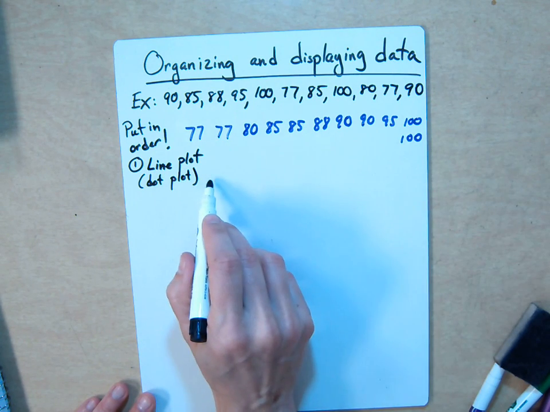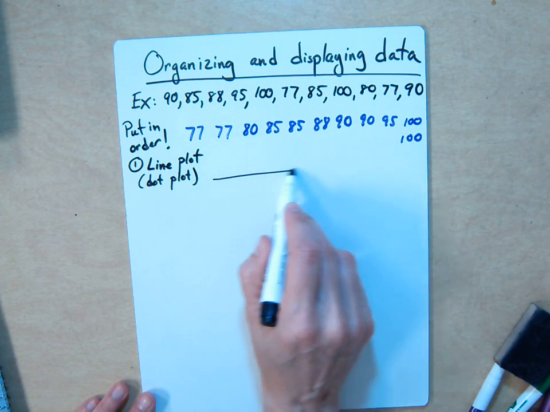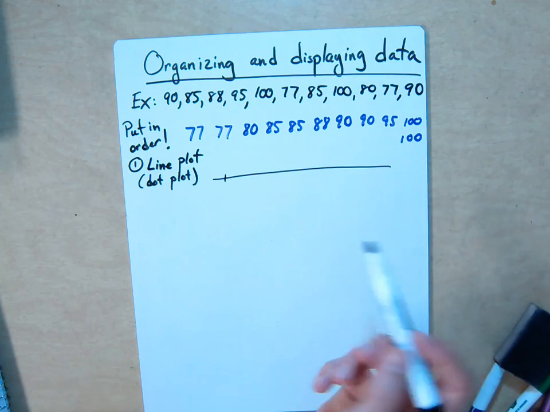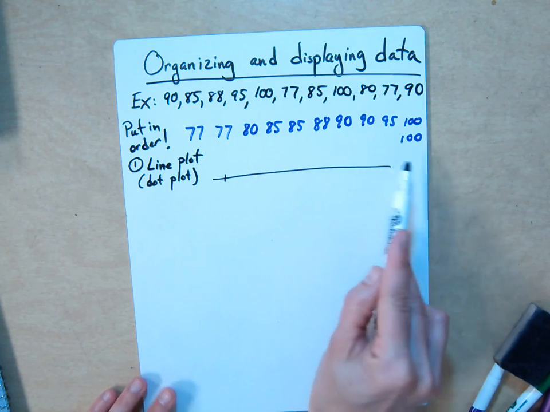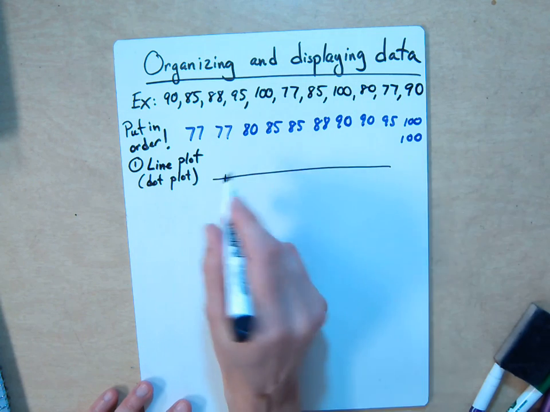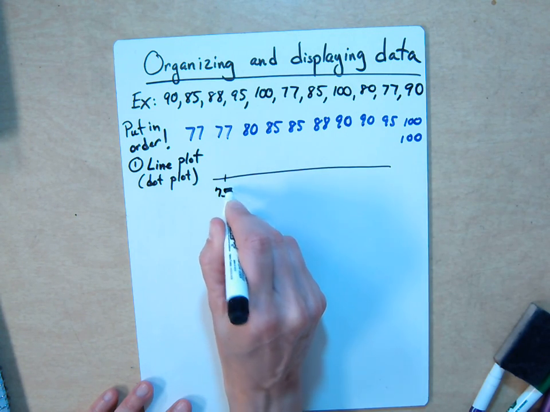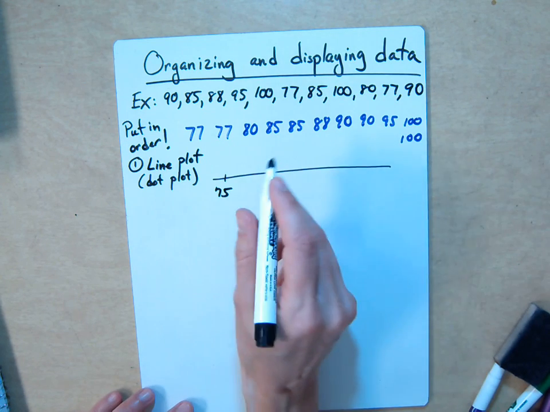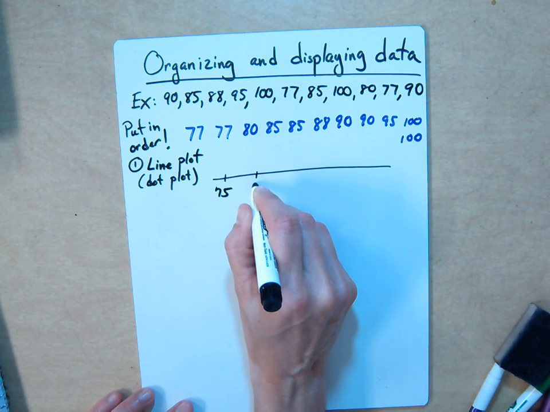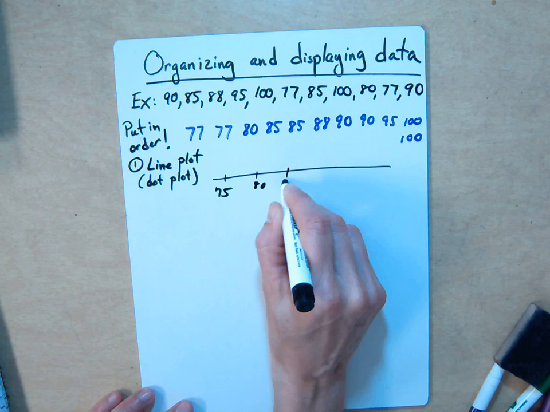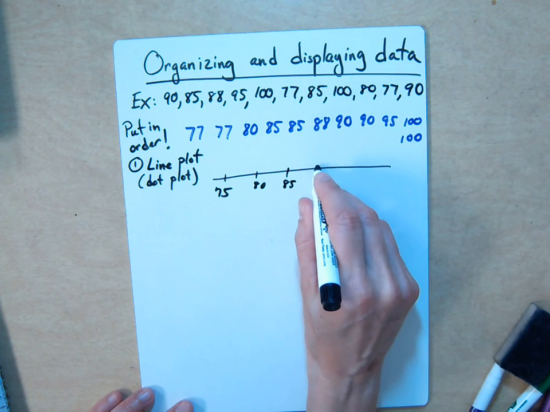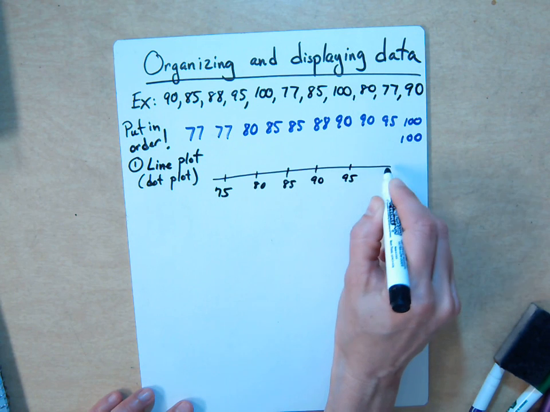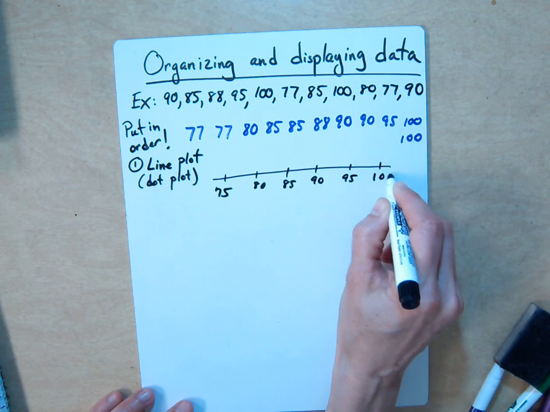And so you just make a number line, and you label it with values that are reasonable. Since the lowest is 77 and the highest is 100, I'm just going to go from 75 to 100, and I'll just go by something reasonable like by fives. So 75, 80, 85, 90, 95, 100, and I'm going to make sure they're equally spaced.